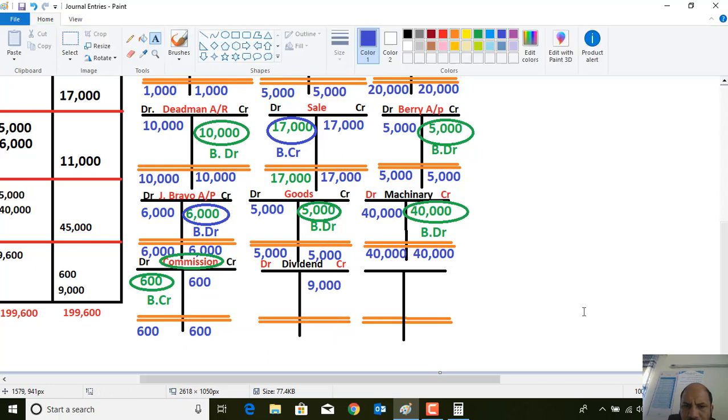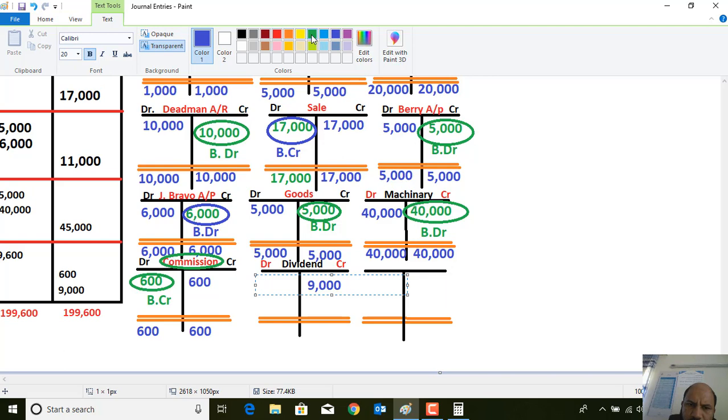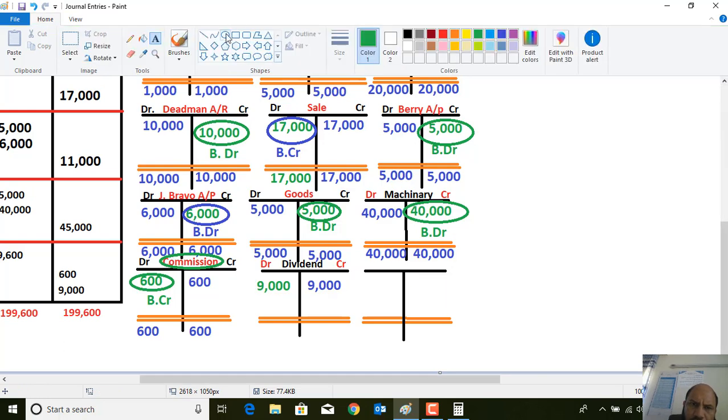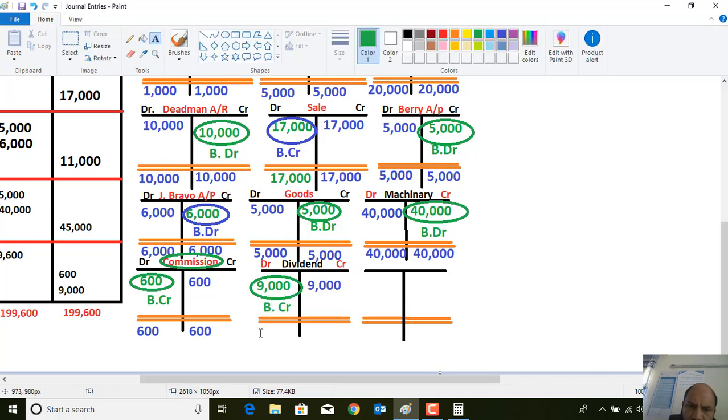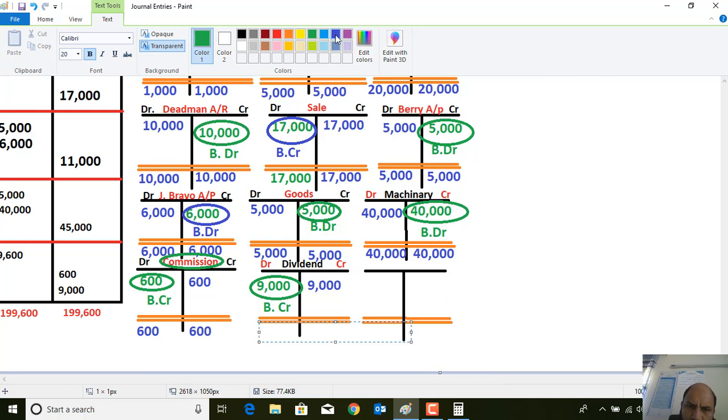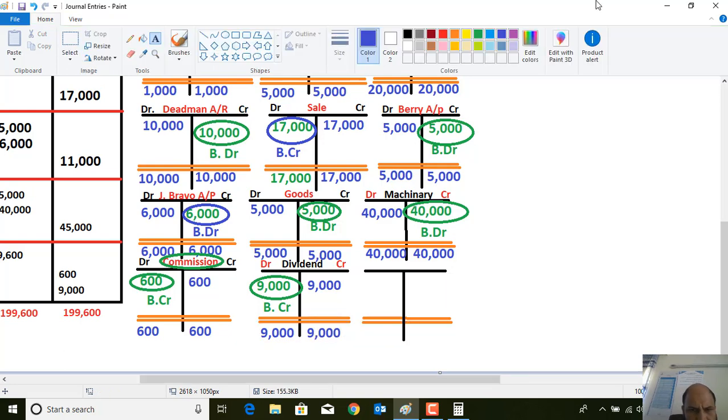And the final is the dividend ledger. The dividend ledger has 9000 on its credit side but zero amount at debit. So you will add 9000 on its debit record, and we will put it in a circle. We will write down over here that it is a balance of credit record. We will add both the sides, and this is equal to 9000, and this is also equal to 9000.